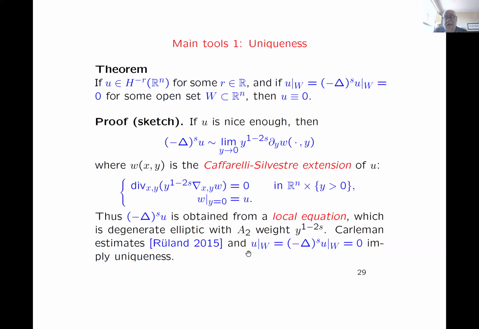And so the unique continuation, which is the Runge approximation, is much stronger for non-local operators. And this is the key why the non-locality helps. If u is in H^r, which can be quite singular, and u vanishes in an open set, and the fractional Laplacian vanishes in the same open set, then it must be identically zero. And this is not true.